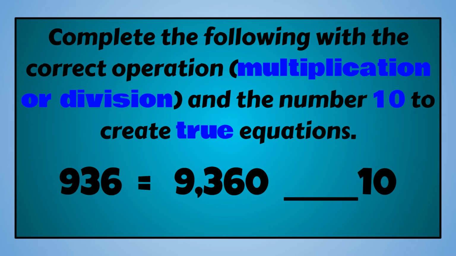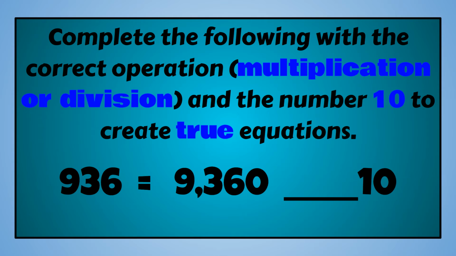All right, so our last question is complete the following with the correct operation, multiplication or division, and the number 10 to create true equations. So again, we're using a multiplication sign or a division sign in order to make a true equation. So our equation is 936 equals 9,360 blank 10. What do we need to put in that blank?